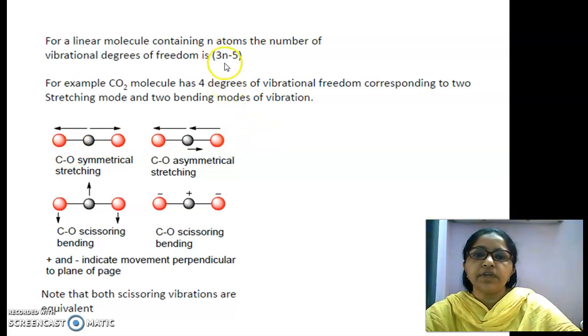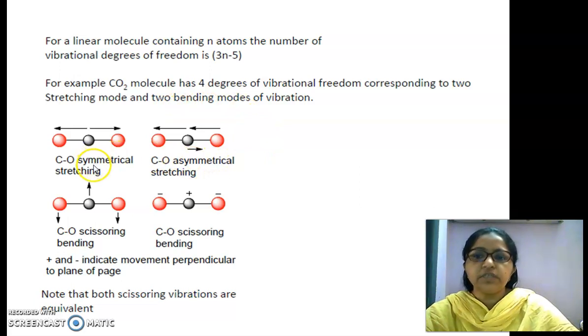So therefore there are 3 atoms in number, not type. Type is 2, but the number of atoms is 3. So 3 into 3 is 9. 9 minus 5 is 4. Now if you see this one, 4 degrees of freedom will be there. So what are these? 2 are stretching modes and 2 are bending modes.